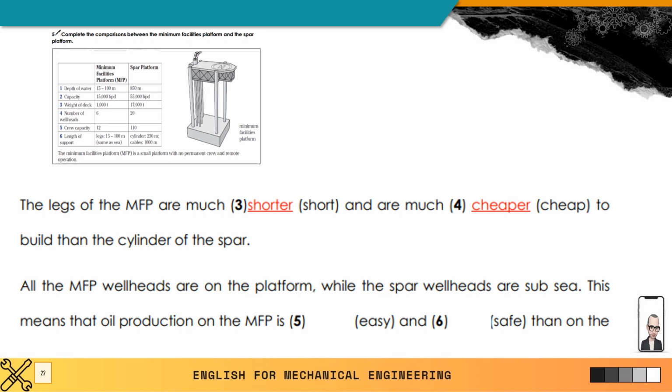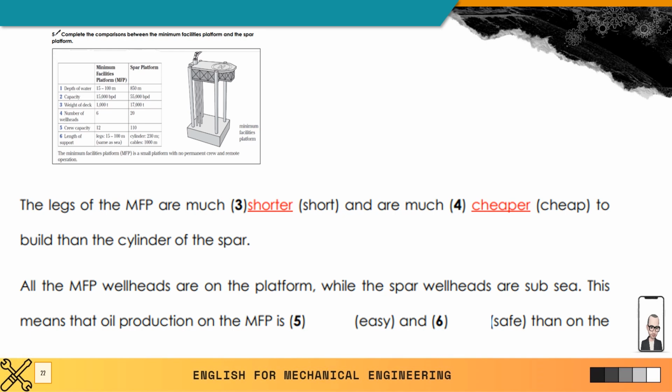Now here, always read the entire sentence before you choose the correct word form. Then the cylinder of the spar at the end of the sentence lets you know that we are comparing things. And when we are comparing things, when you see than, you know that you will have to use shorter and cheaper instead of shortest or cheapest.